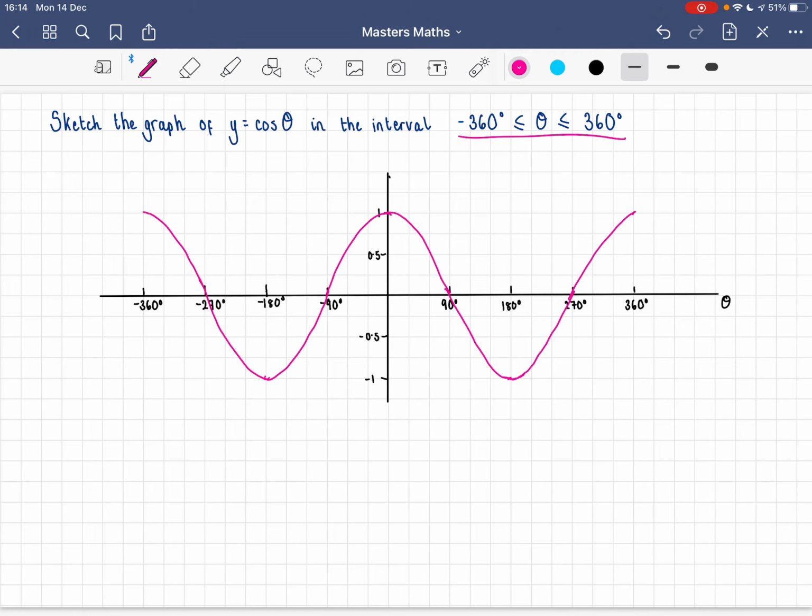Again, try and make your curve as smooth as you can. Obviously, it doesn't have to be perfect. It is a sketch, but your key points are where it reaches the limits. So where it reaches 1 and -1, you have to make it very clear that it is at -1 at 180 and it is at 1 at 360 and so on.